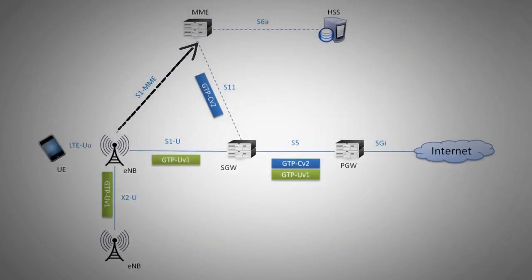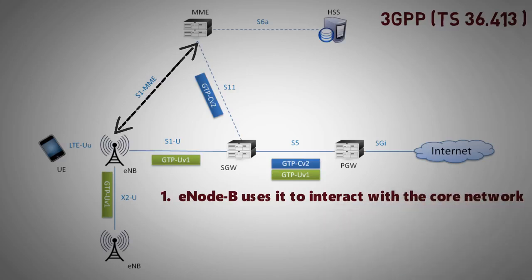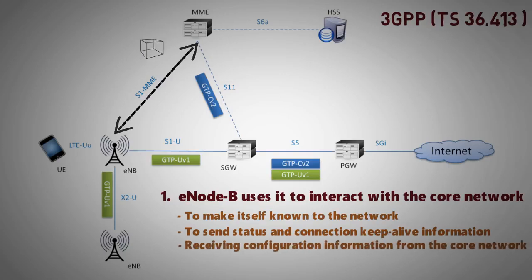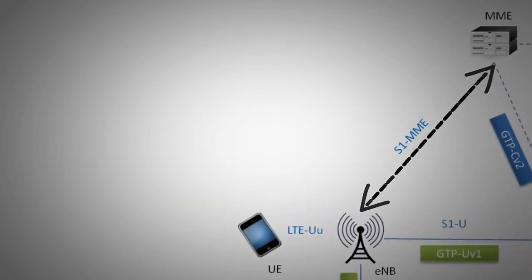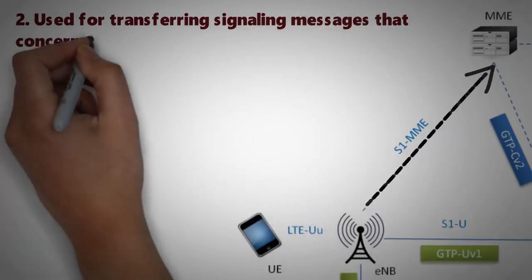The S1 control plane protocol, as defined in 3GPP, is required for two purposes. Firstly, the eNode B uses it to interact with the core network for its own purposes, that is, to make itself known to the network, to send status and connection keep alive information, and for receiving configuration information from the core network. Secondly, the S1 control plane interface is used for transferring signaling messages that concern the users of the system.